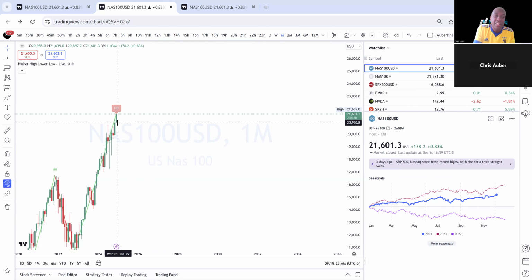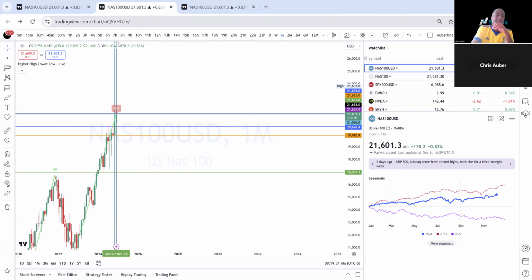And this is clear right here. This is what is showing on the monthly time frame. The market is in fact making higher lows to higher highs. So I just wanted to highlight that for you.